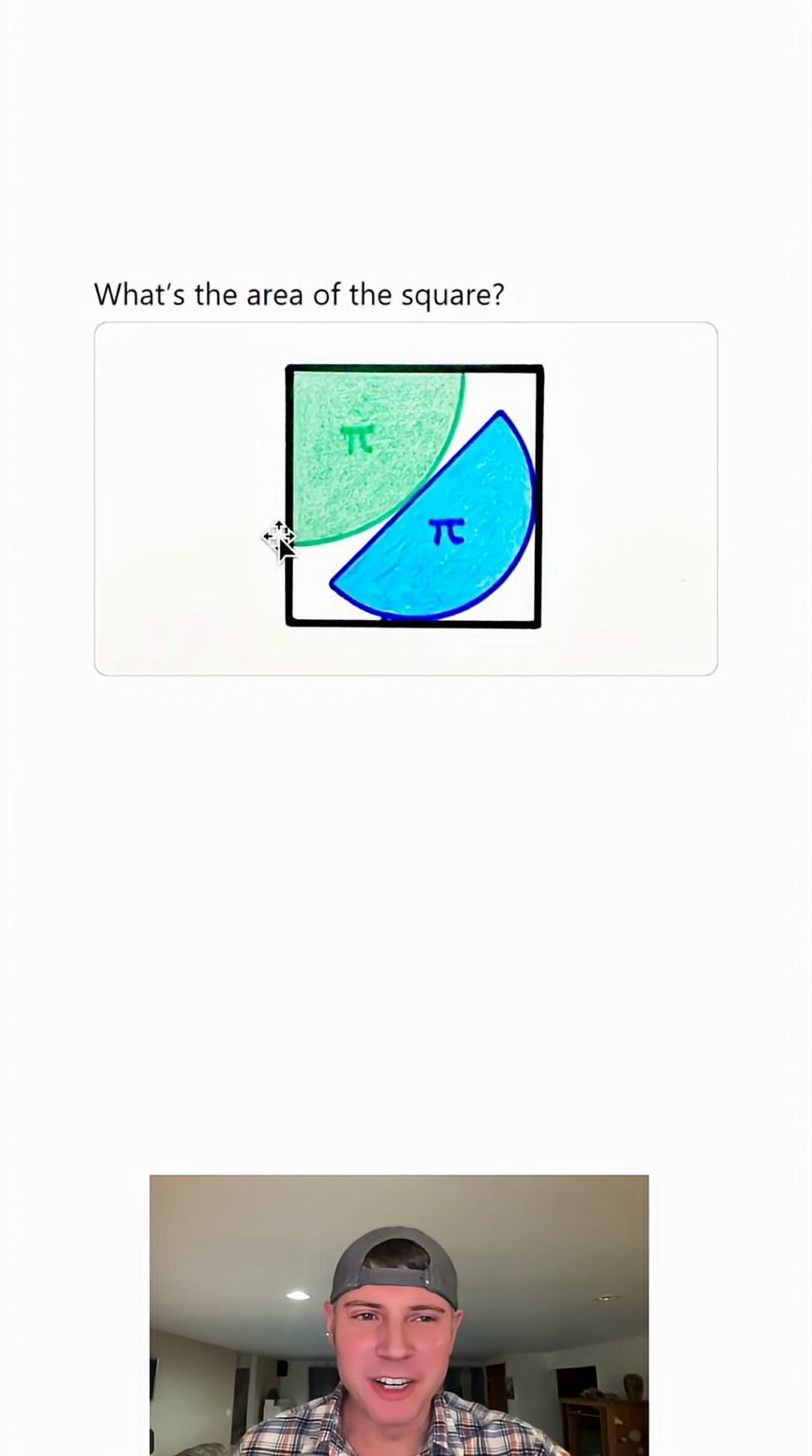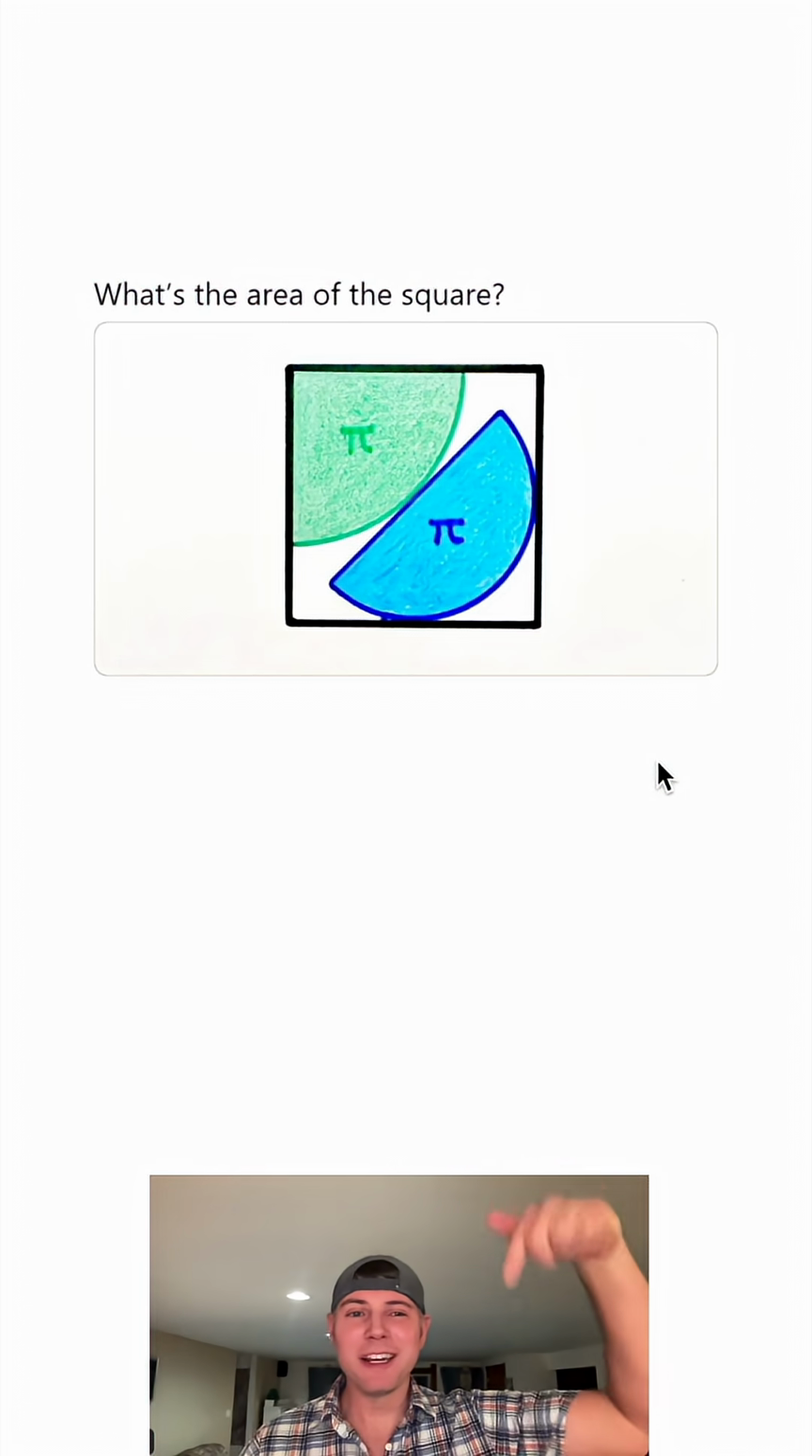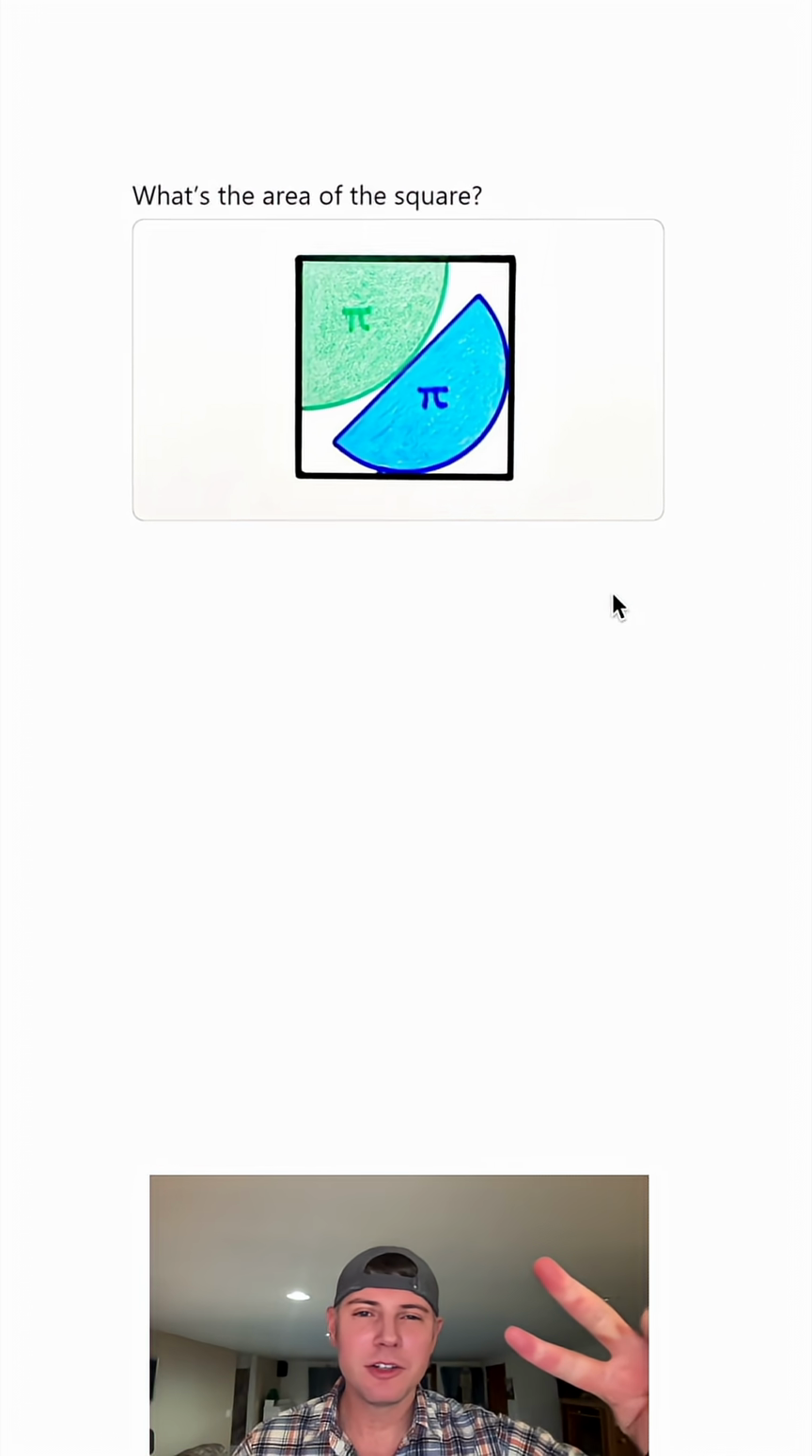Hey guys, this looks like a fun one. We're given a square with a quarter circle with an area of pi and a semicircle with an area of pi. And it wants to know what is the area of this square. And if you want to try this one, pause it right now because I'm going to solve it in 3, 2, 1.